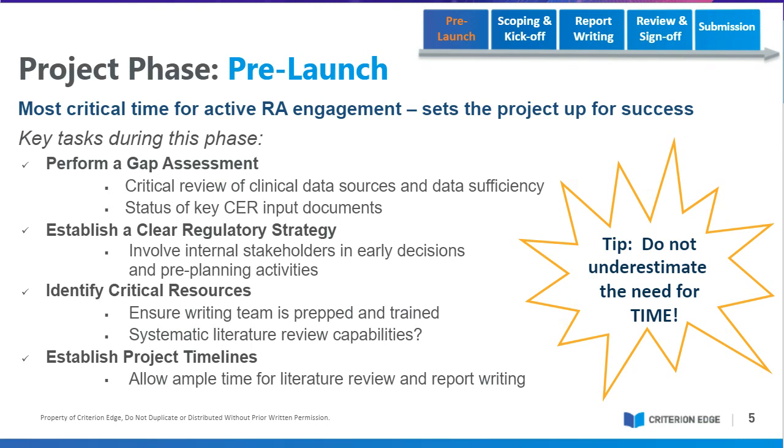Identify your critical internal or even external resources. Do you have a writing team? Is it prepped and trained? Are you going to identify someone who doesn't look busy over the next 3 months on your team, and you're going to have them write it? A non-experienced CER writer is going to be a potential slowdown for your team, so keep that in mind as well. And what are your internal systematic literature review capabilities?